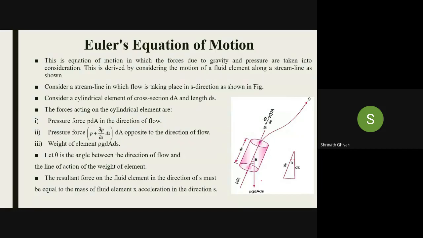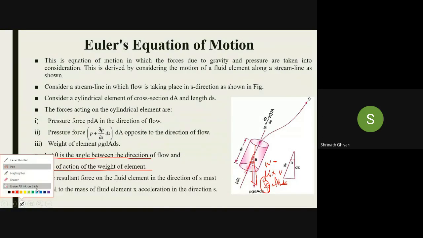Okay, and another force is what? The weight of the fluid element, that is rho g dA ds. I've told you why: because rho g is the specific weight, and into volume gives the complete weight. Then let theta be the angle between the direction of the flow and the line of action of the weight element. So this is theta, the angle between the direction of flow and the weight of the fluid element.